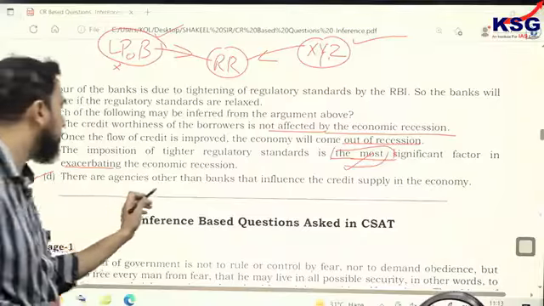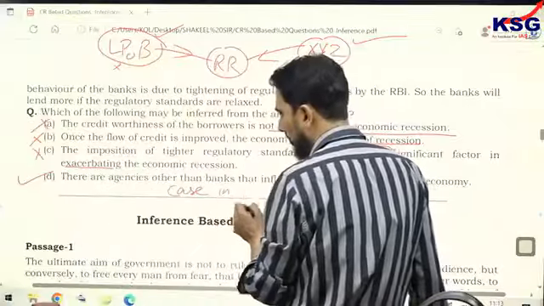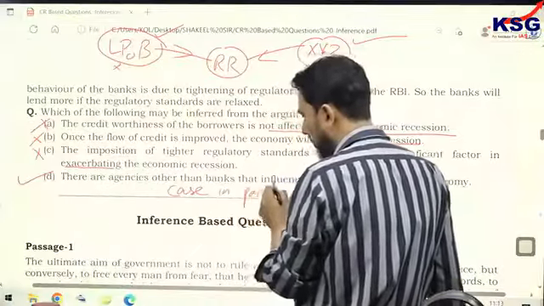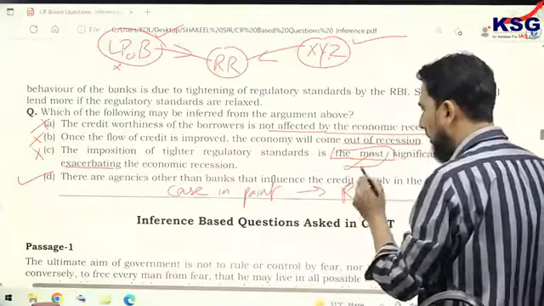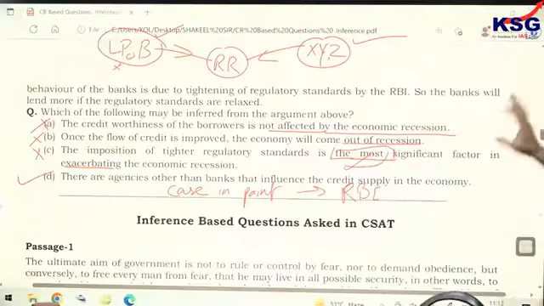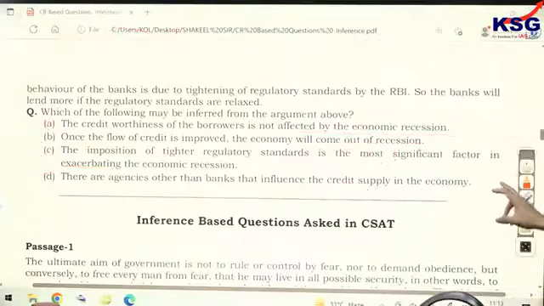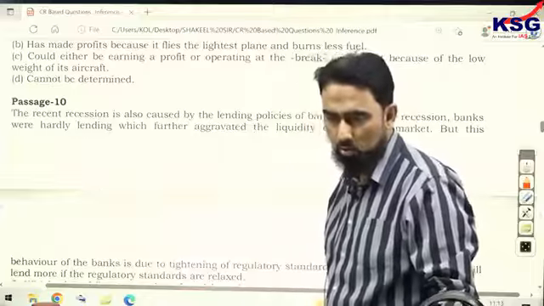Yes, and a case in point, as mentioned in the passage, is the RBI. So RBI is one such agency that influences the credit supply in the economy, because here, as per the context, banks are the ones that directly deal with the customers. They give money. So who got option D?